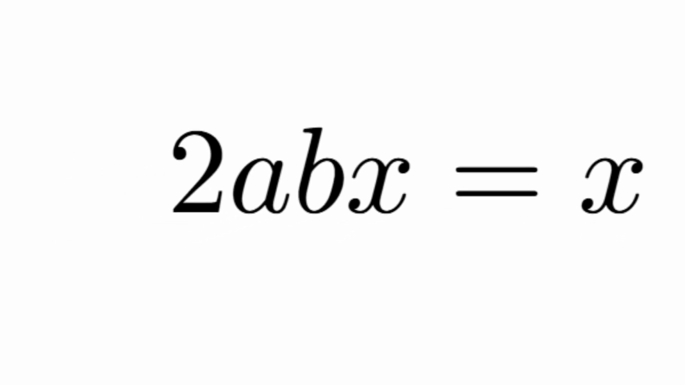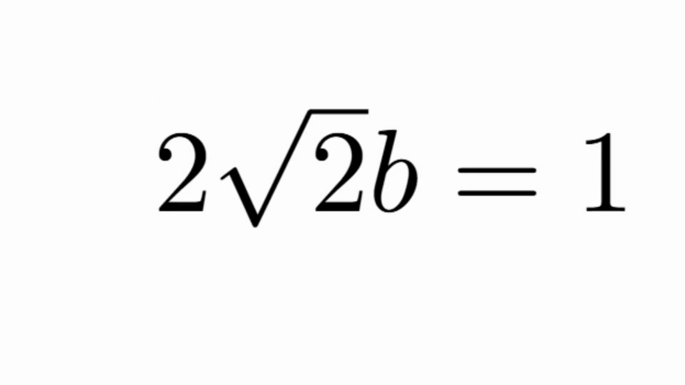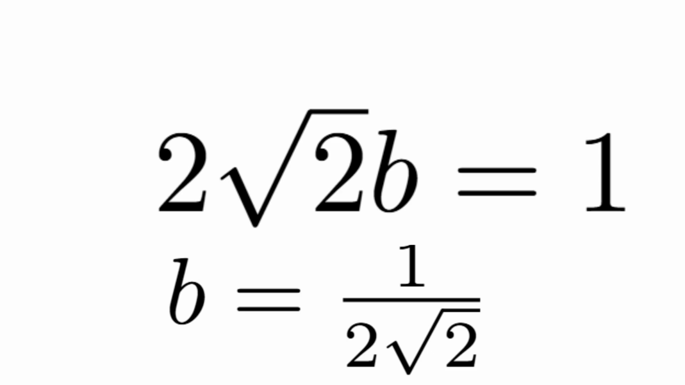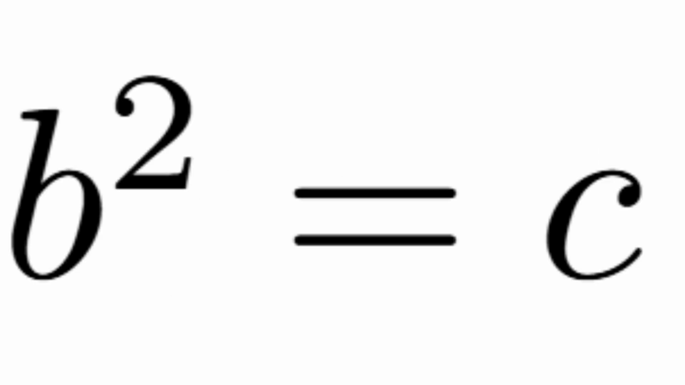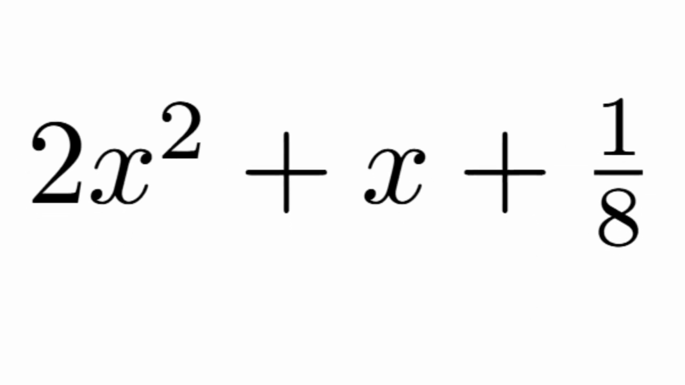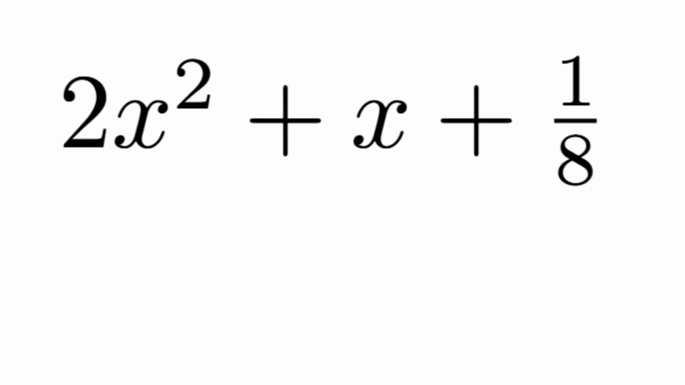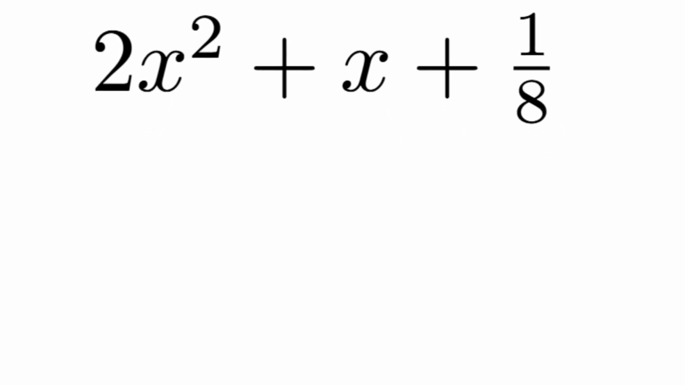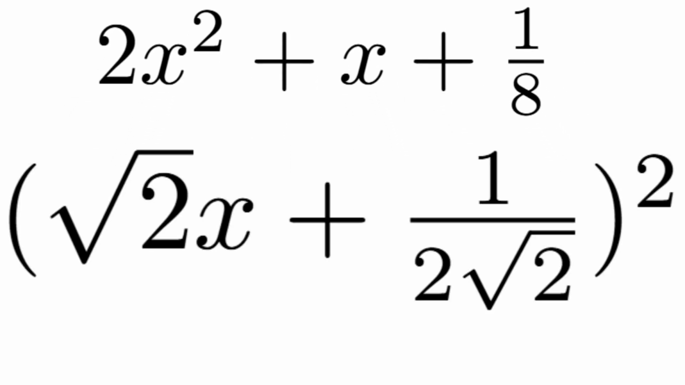We can then sub in our value for a, and we get this, meaning b equals 1 over 2 square root of 2. We can then use this to get c to be b squared, or just 1 over 8. So now we have that 2x squared plus x plus 1 over 8 simplifies to (the square root of 2 times x plus 1 over 2 square root of 2) squared.